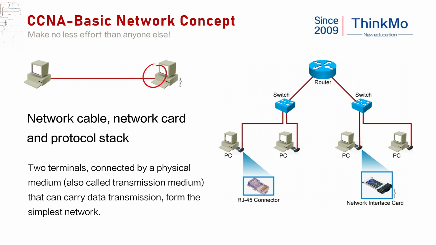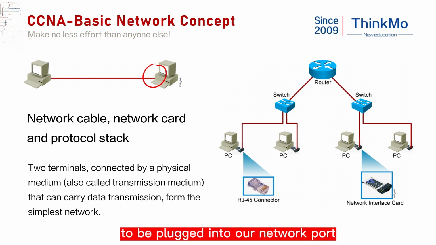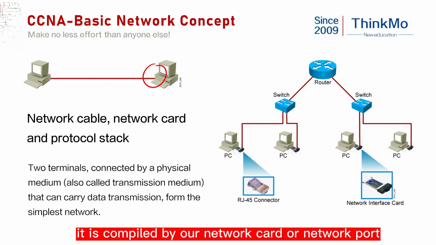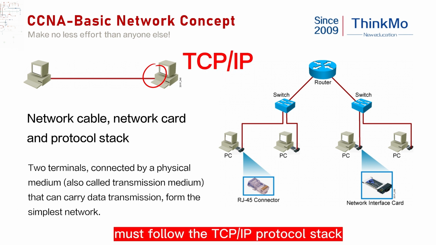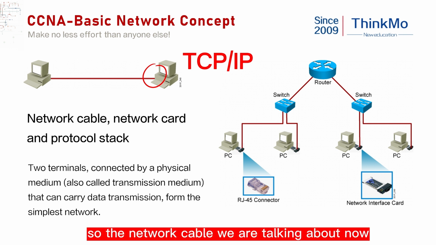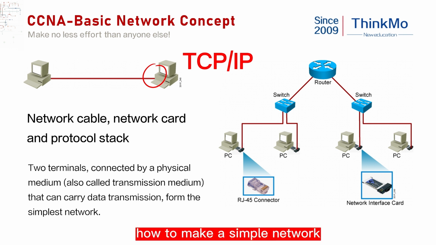The crystal head in the middle of this line is plugged into our network port. Then the final electrical signal is compiled by our network card or network port and converted into 0101 binary. And if both parties want to communicate, they must follow the TCP/IP protocol stack. So the network cable we are talking about now, how to make a simple network.